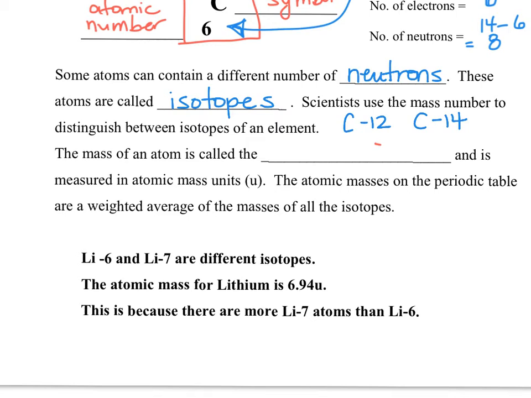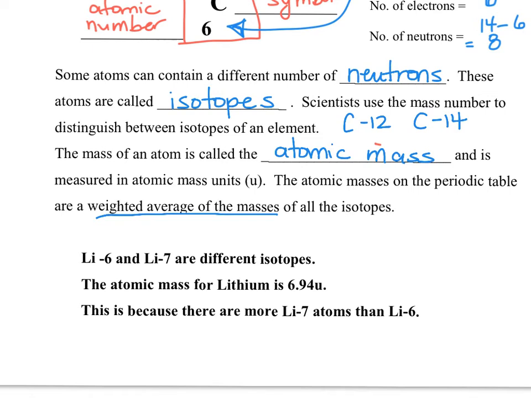The mass of an atom is called the average atomic mass, and is measured in atomic mass units. The atomic masses on the periodic table are what we call a weighted average of all the isotopes. So for carbon, it was 12.01 because if I take all the carbon atoms in the world, most of them are carbon 12. So that puts the mass closer to 12 than it is to 13 or 14.